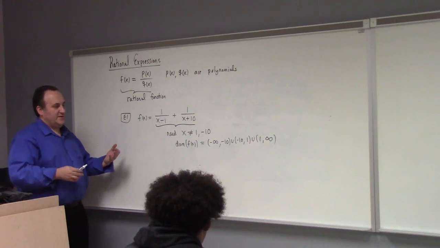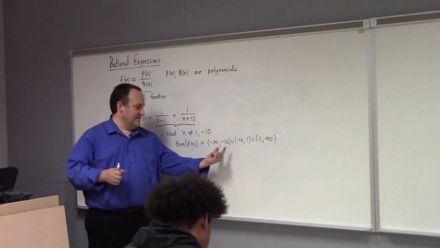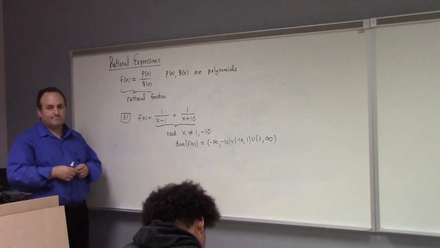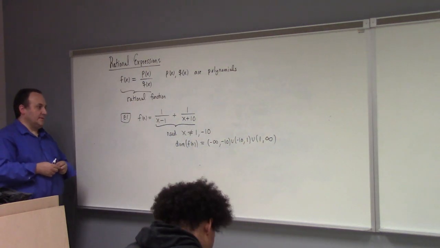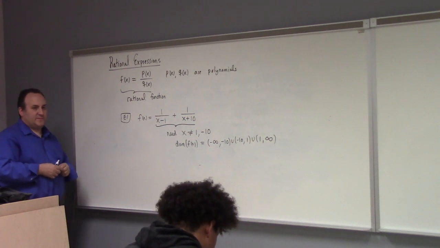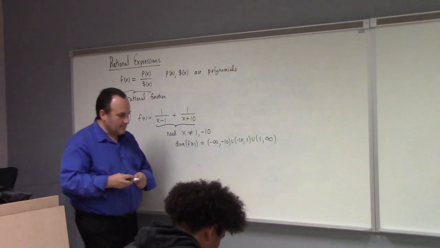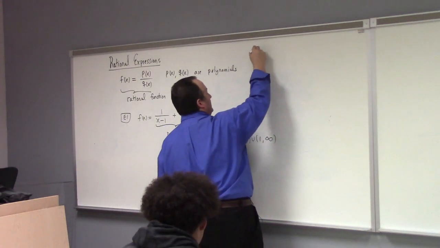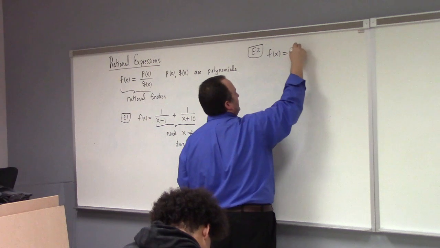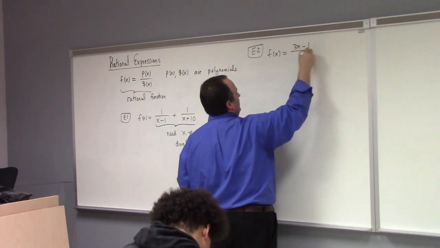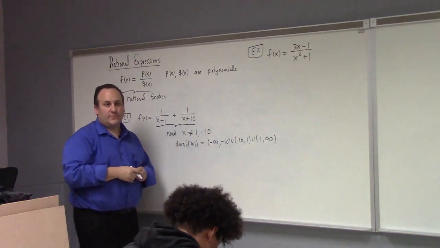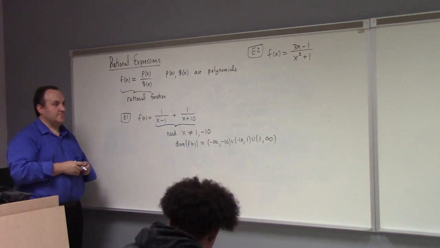so in interval notation, you take all the real numbers and you've got to delete minus 10 and delete 1. This is how you do it with interval notation. So there you go. That's the domain for this expression. Let's look at another one. This one will be easier. f of x equals 3x minus 1 over x squared plus 1. What's the domain of this rational expression?